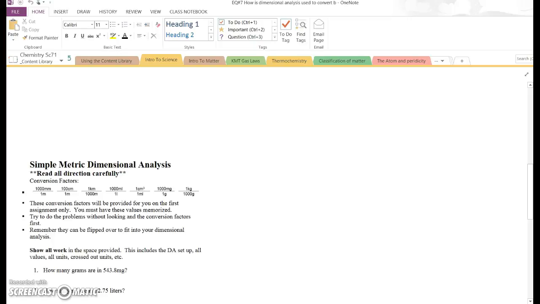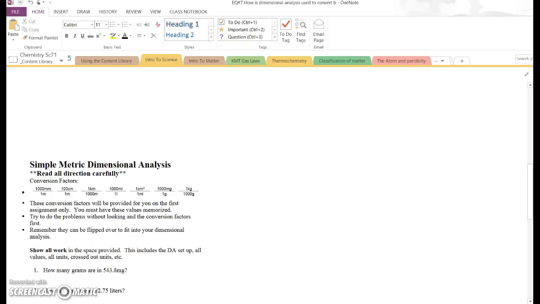Today we begin the process of dimensional analysis. Dimensional analysis is an extremely important tool that we'll use throughout this entire class. So it's a skill that you really must master. We're going to begin in the context of the metric system.